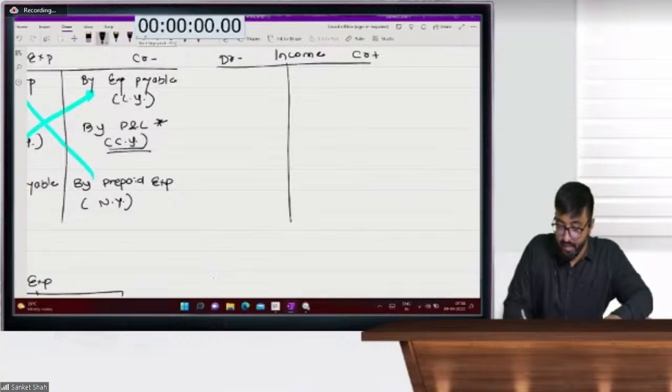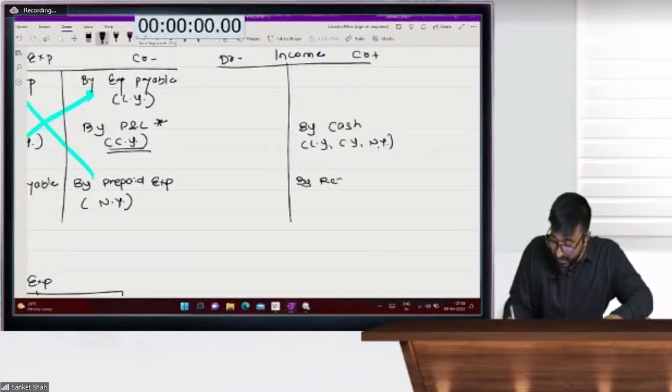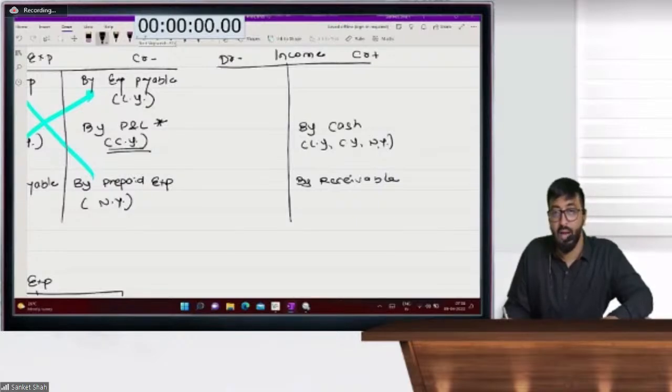Credit plus, debit minus. By cash. Now this is related to current year, next year, last year. So this is related to any year, last year, current year, next year. By receivable.